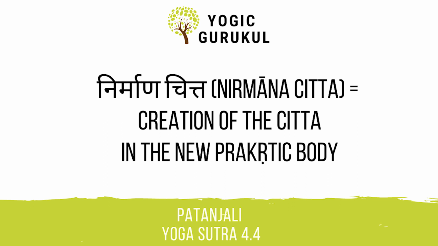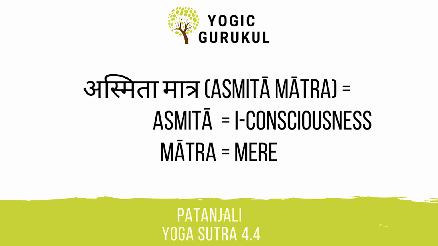So first of all, it starts with the Nirmana Chitta portion, and as we've learned, this Nirmana Chitta is the creation of the Chitta in another new Prakritic body that the yogi or the Yoga Sadhak has chosen. Alright, so this is that Nirmana Chitta. And then coming to Asmita Matra. Asmita refers to the I sense or the I consciousness, and Matra means mere. So the real essence of the I consciousness is known as Asmita Matra.